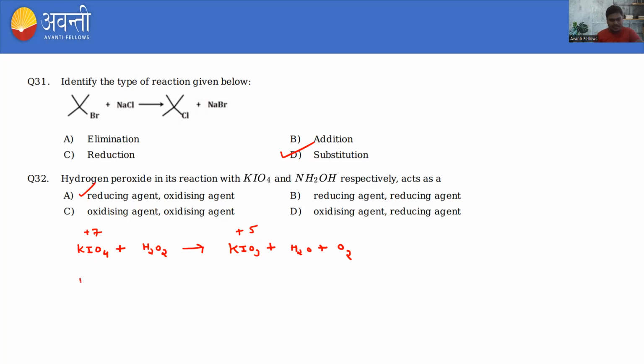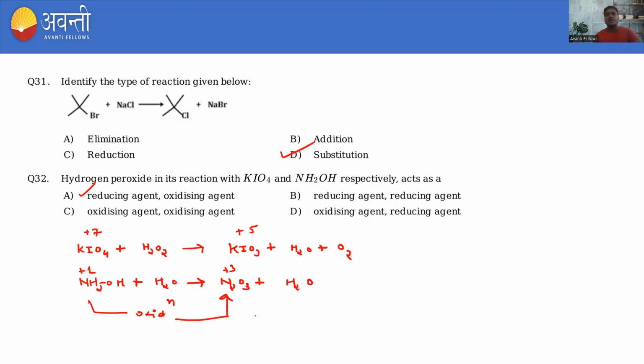On the other hand, when NH2OH reacts with hydrogen peroxide, it will convert into N2O3 plus H2O. Now again observe the oxidation state. Here the oxidation state of N is +1, and here the oxidation state becomes +3. So the oxidation state increases, which means oxidation takes place.